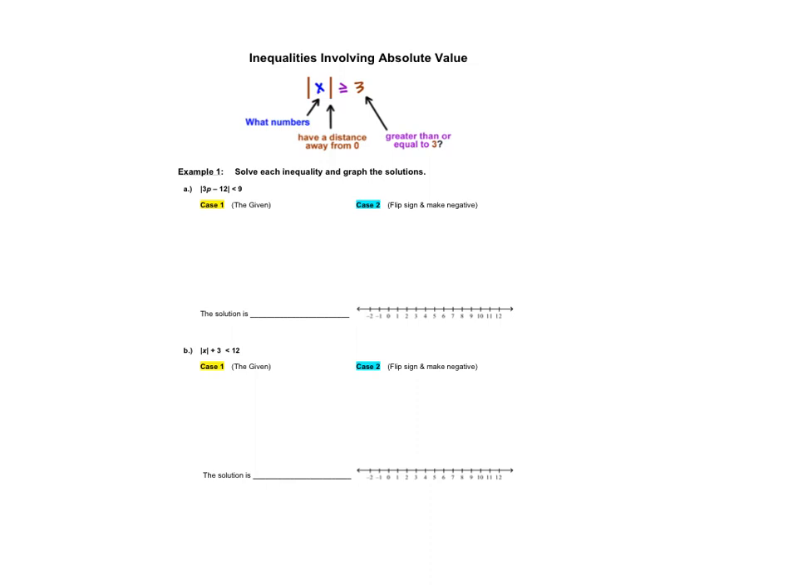This is solving absolute value inequalities. If you remember from solving absolute value equations, you set up the equation, you isolate the absolute value bars first, and then you set up the equation equal to a positive number and equal to a negative number.